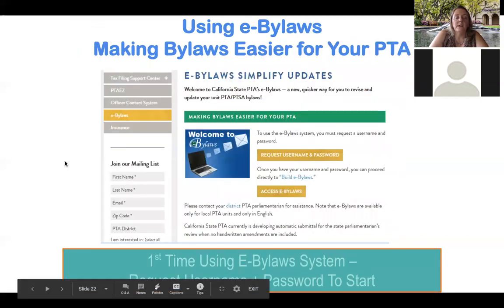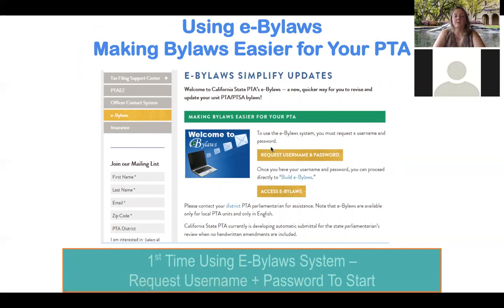You would then open this up, and then you would need to request a username and password. It is possible that the last time your bylaws were updated, your parliamentarian at that time, if it wasn't you, got a username and password. If that's the case, then you could just ask them for that username and password and log in there.